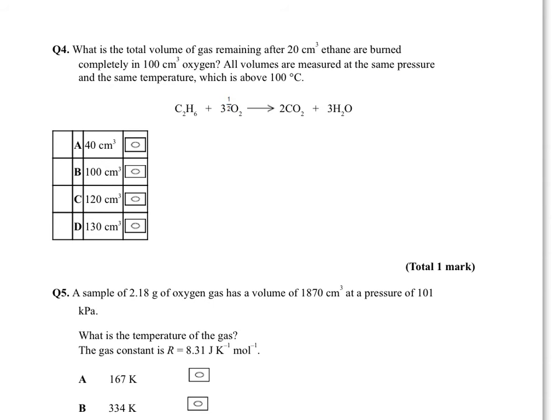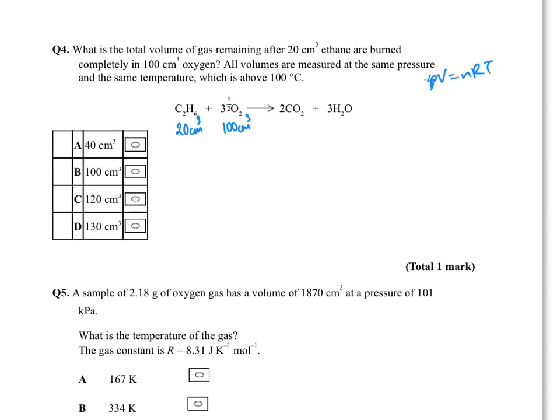Okay, for this one, we know that we're trying to work out the total volume of gas remaining after 20 centimetres cubed of ethane are burnt completely in 100 centimetres cubed of oxygen, and we know that all volumes are measured at the same pressure and the same temperature. Right, we're trying to work out volume. So we can look at this using PV equals nRT. Now what we know is pressure is constant, so we don't have to worry about pressure.